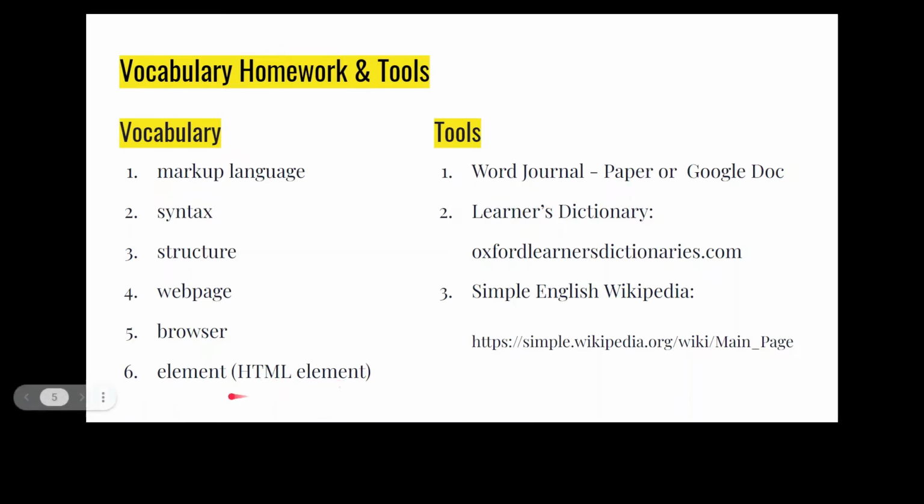HTML element. Element as in HTML element. And we have some tools. All right, so let's take this vocabulary and you can make a word journal, either on paper or you can keep it online with a Google Doc. All right, so let's show you an example of a Google Doc word journal.